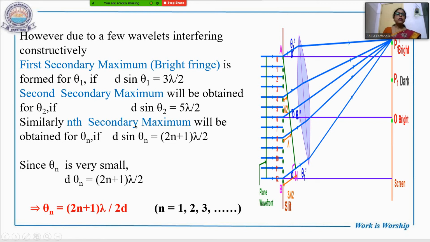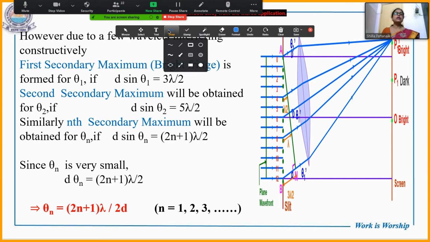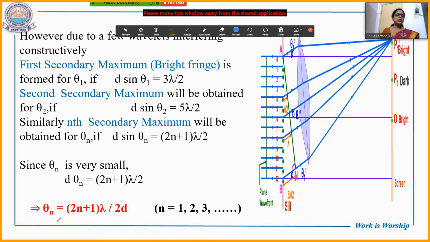So you will get a maxima, a bright fringe, but the intensity will be still less than the second one. But what is the generalized condition then? The first secondary maxima you got at angular position 3 lambda by 2d, due to path difference 3 lambda by 2, then due to 5 lambda by 2, the next secondary maximum. So for the nth secondary maximum, how to generalize? The path difference is 2n plus 1 lambda by 2. So what is theta n then? Theta n is 2n plus 1 lambda by 2d. This is the generalized condition for the nth secondary maxima.